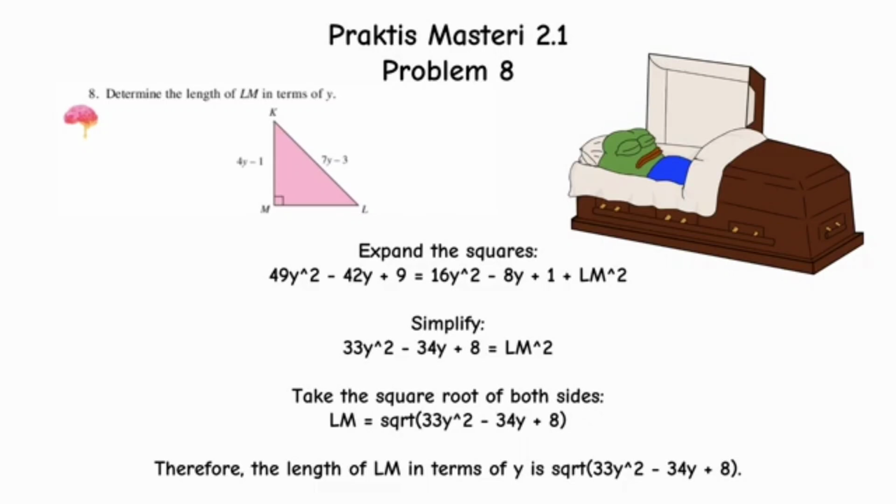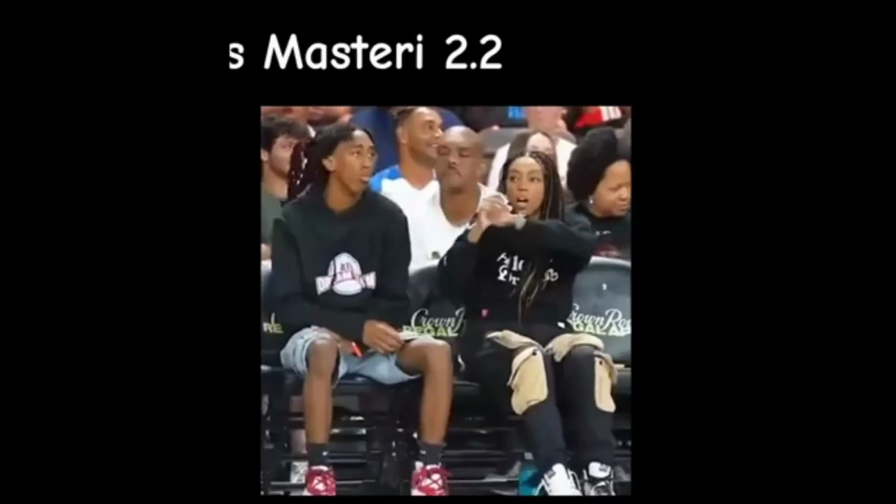Take the square root of both sides. LM equals the square root of 33y² − 34y + 8. Therefore, the length of LM in terms of y is the square root of 33y² − 34y + 8.